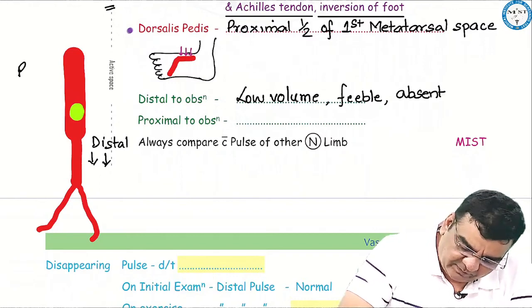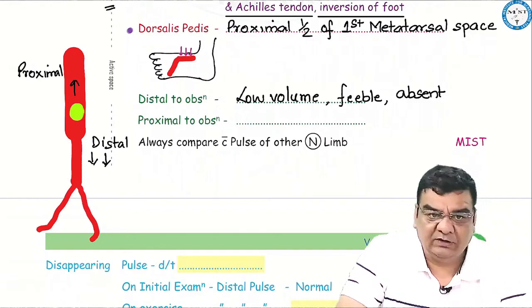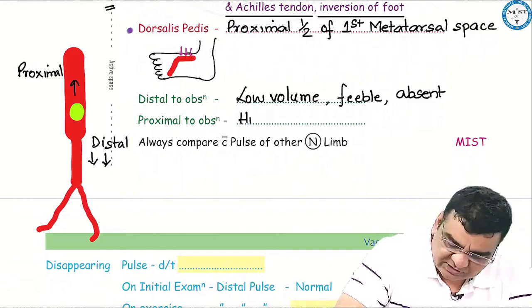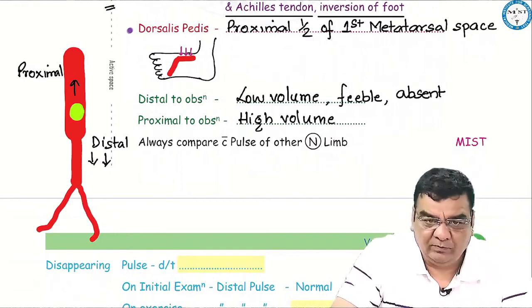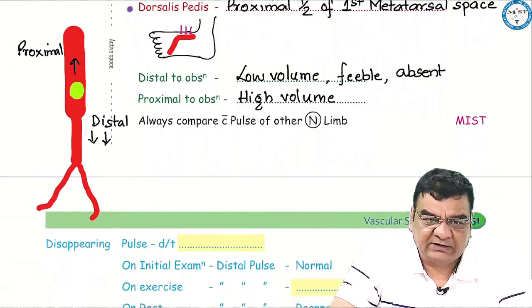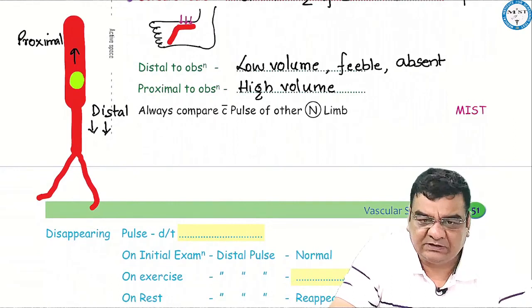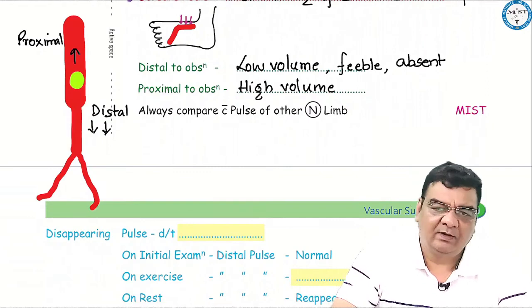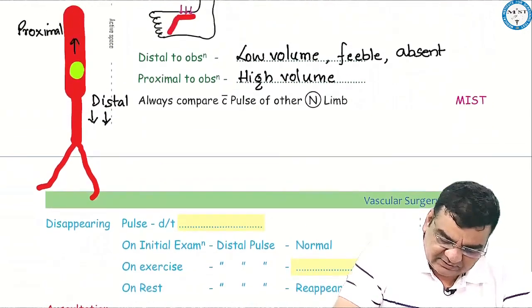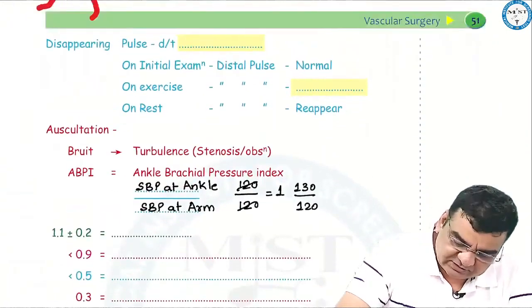Acha beta, what will happen proximal to the obstruction? Here there will be more turbulence. So proximal to the obstruction, you can find a high volume or maybe normal volume. Whenever we are examining the pulses, we should always compare these pulses with the pulses of the other normal limb also. Apart from this, beta, there is a disappearing pulse. Disappearing pulse is due to collaterals. What is it due to? Due to collaterals.